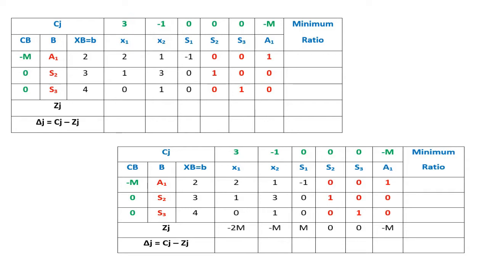Same way you have to calculate the other value, that is consider X2 column and CB column, multiply all the values and add up. So minus m into 1 plus 0 into 3 plus 0 into 1, so you will get final answer as minus m. Same way calculate all other values of ZJ.